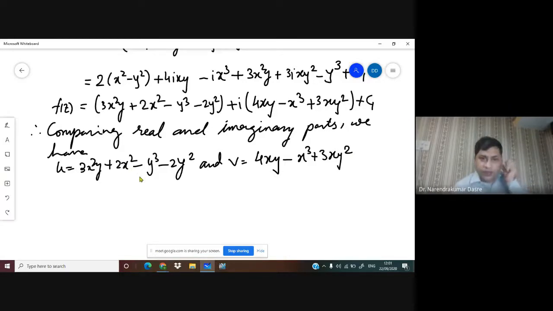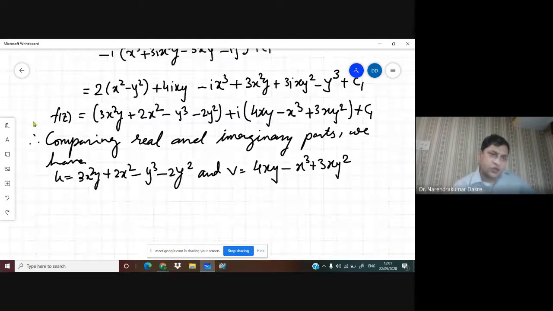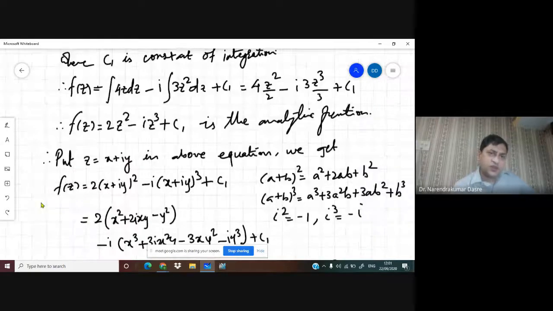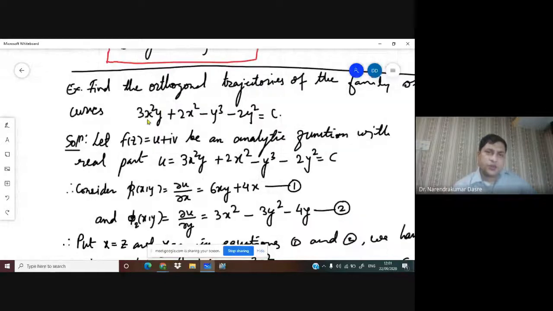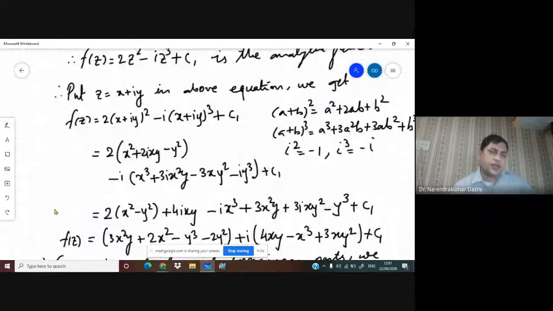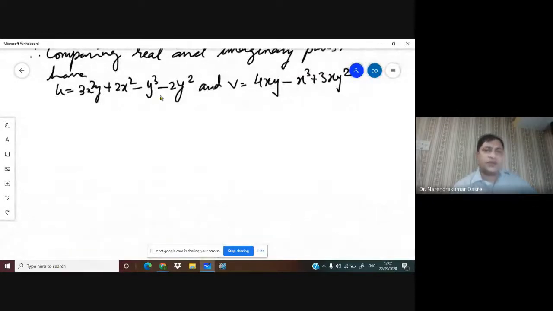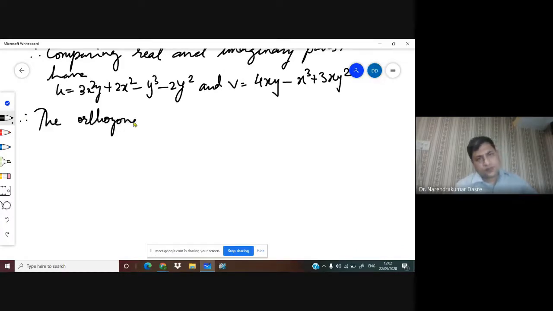Okay, so we need to check whether our calculation is correct or not. So check the given function. What is the given function? 3x square y plus 2x square minus y cube minus 2y square, and see what is the real part that we have obtained. It is exactly the same as what was given to us. So we have calculated everything correctly, and hence now we can write the orthogonal trajectories.